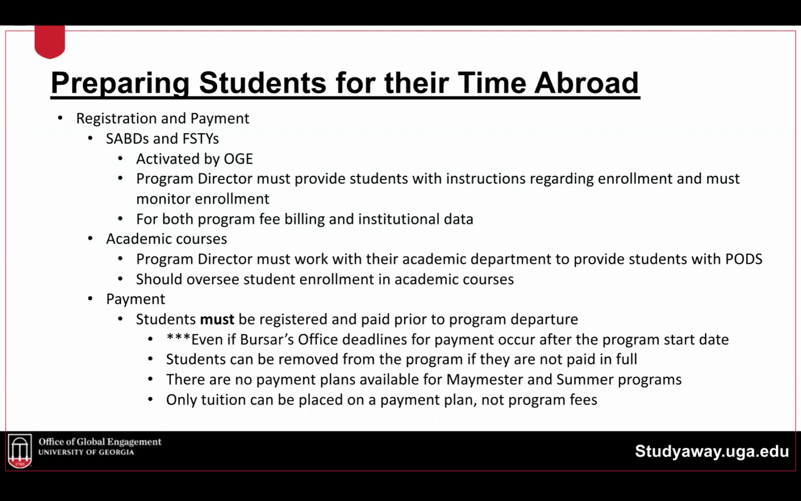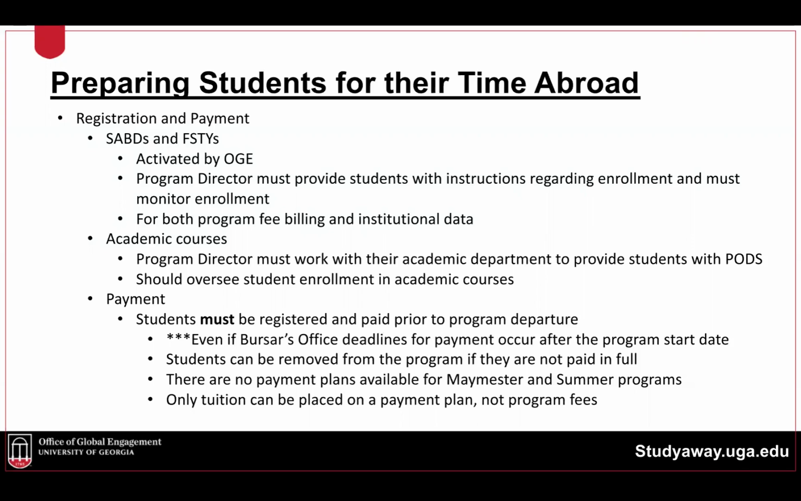These placeholder courses are activated by our office, so there's nothing you need to do to get that process going. The program director will be emailed by our office once it's activated and once it has been tagged with the approved program fee for your program. We'll email you all that information, and then it's really incumbent upon the program director to provide students with that information and say, you absolutely have to register for this by this date. This is how you do it. And then monitor enrollment as well. As I mentioned, it's critical for billing the students for the program fee, but also in terms of institutional data, it is the official tracker by which the university measures participation in study abroad and field study programs.